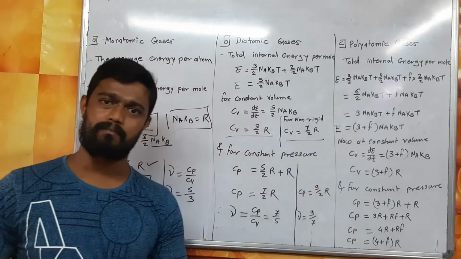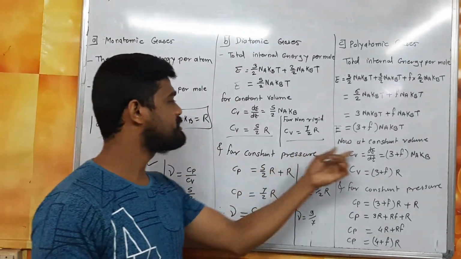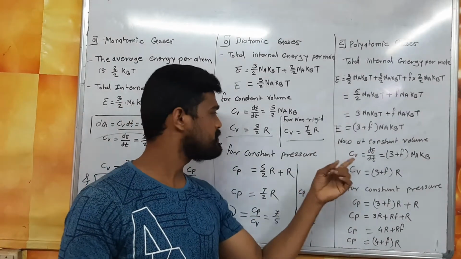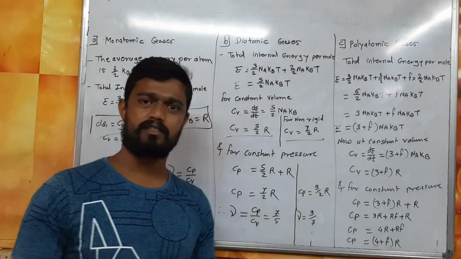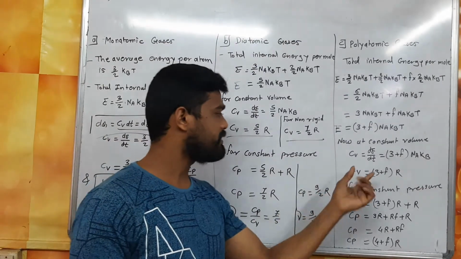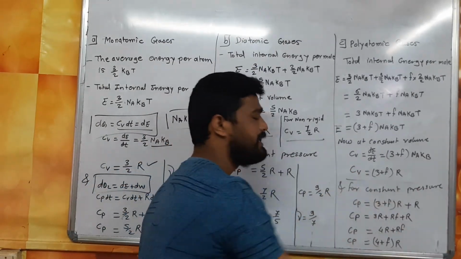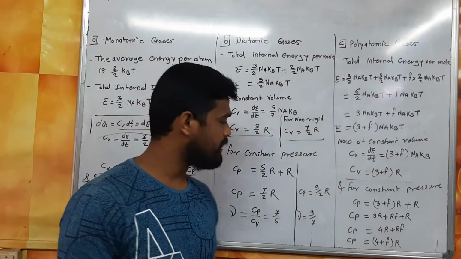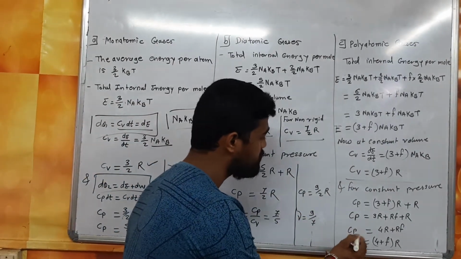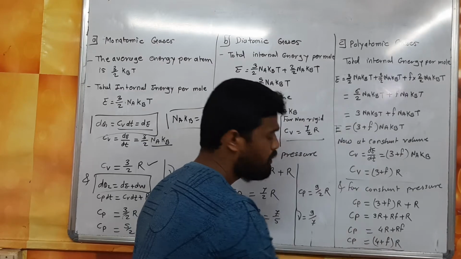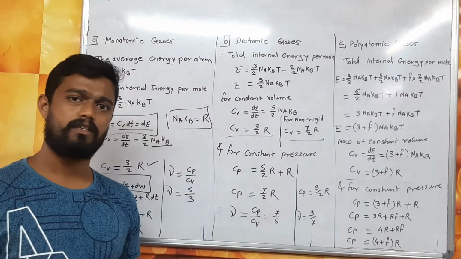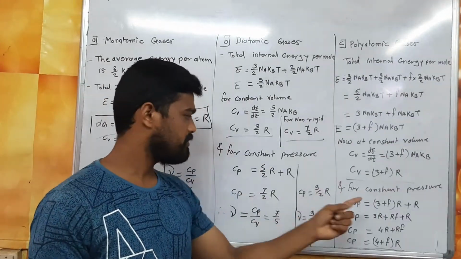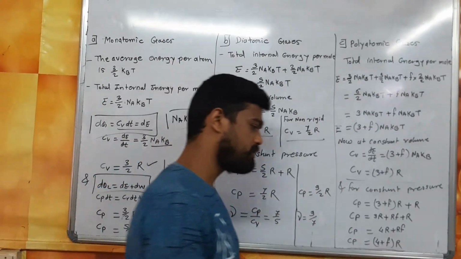Same again, we find out Cv and Cp. For constant volume, Cv is equal to dE upon dT. Just I differentiate. So I got Cv is equal to 3 plus f into R. For constant pressure, I got Cp is equal to 4 plus f into R. This is the simplification for constant pressure.